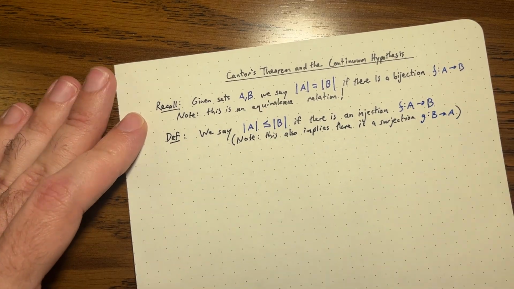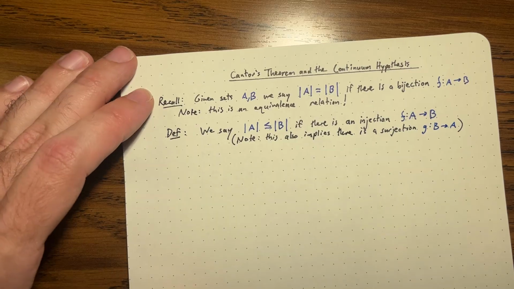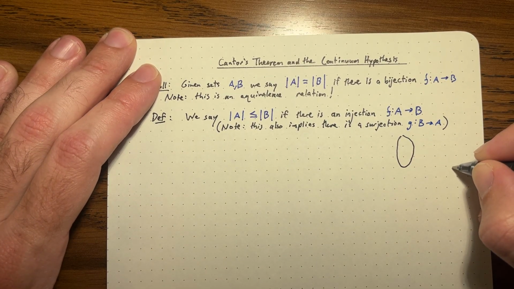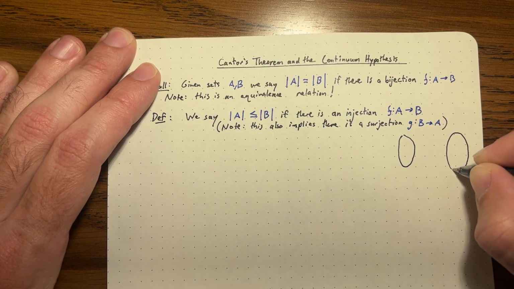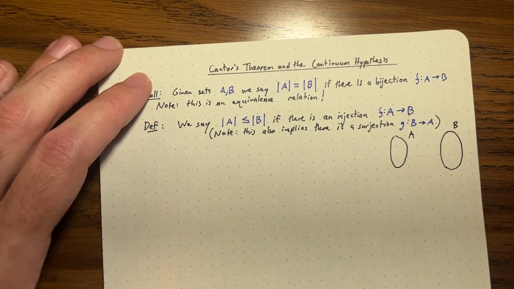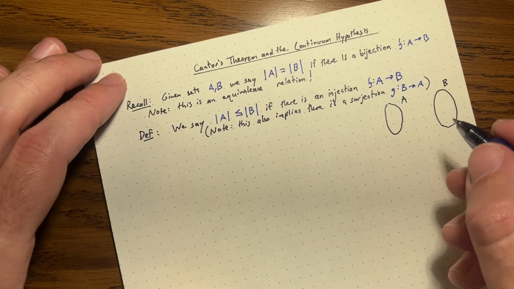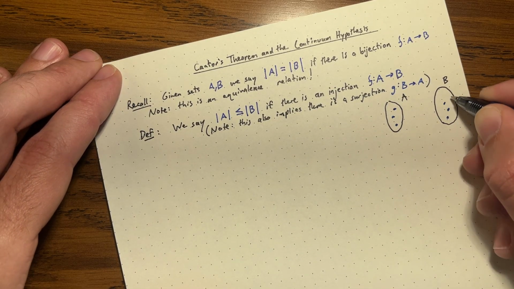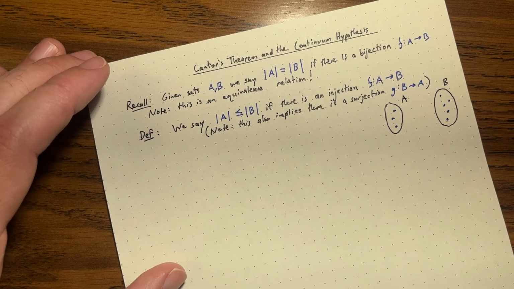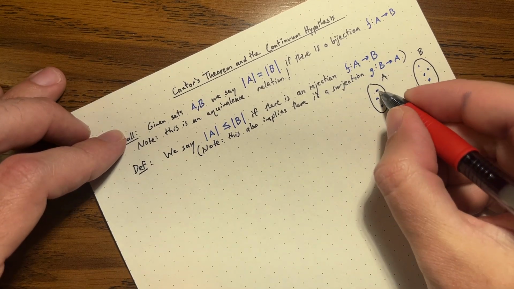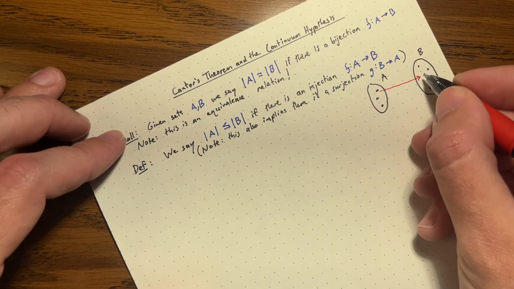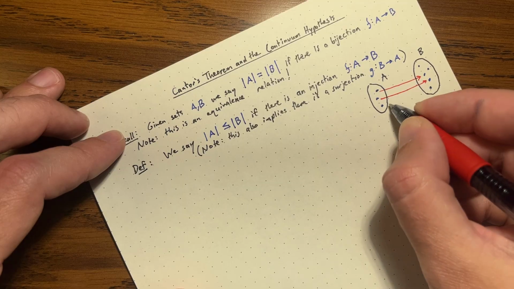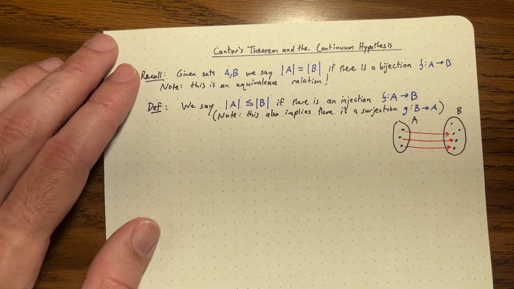So why is that? Let me draw a little picture here. We have A here, and let's draw B a little larger. Let's say we have some elements in A, and a few more elements in B, just to make the point. Let's say we have an injective function from A to B. That means we don't have to hit everything, but we have to make sure we don't have any collisions. So this one could go there, this one could go there, for example. That's an injective function.